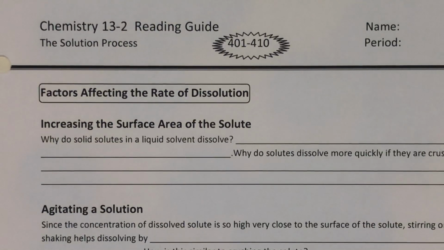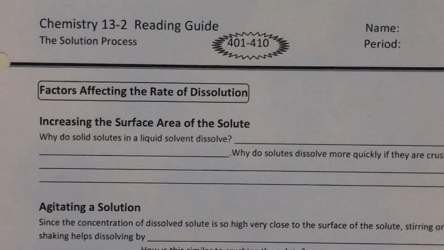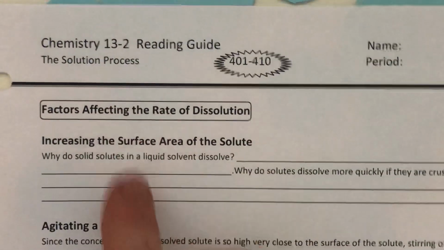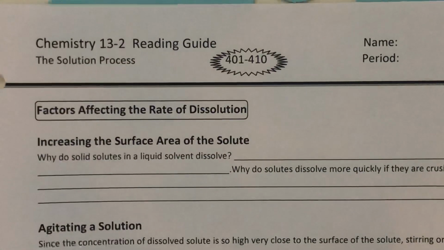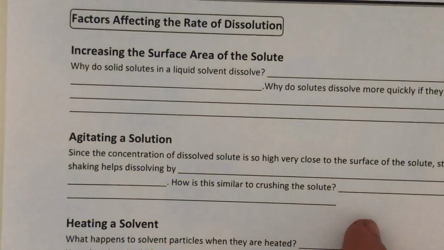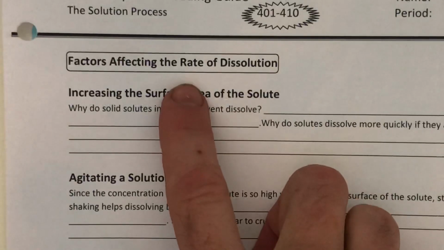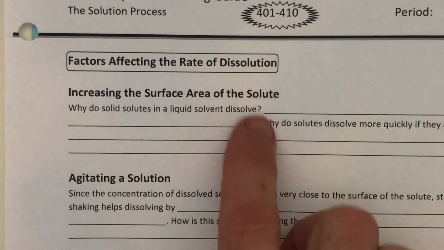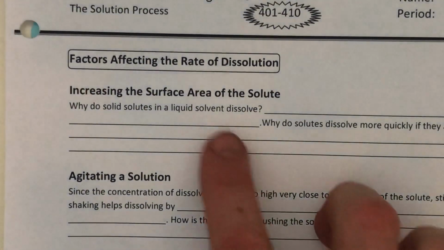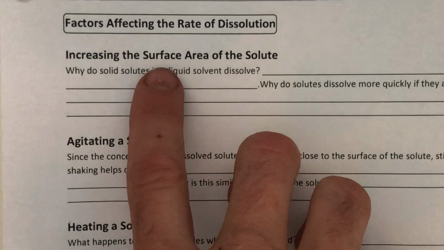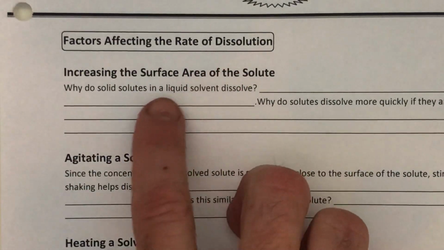Okay, everybody, I'm here to talk about assignment number 9, which was to do this reading guide for chapter 13.2 on solutions and the processes of solutions. So the beginning of this was pretty self-explanatory, where we talked about different ways that we could increase the rate of dissolution. And so remember, dissolution is just another word for dissolving. It's pretty easy to figure this out, but the ways to make dissolving go faster.